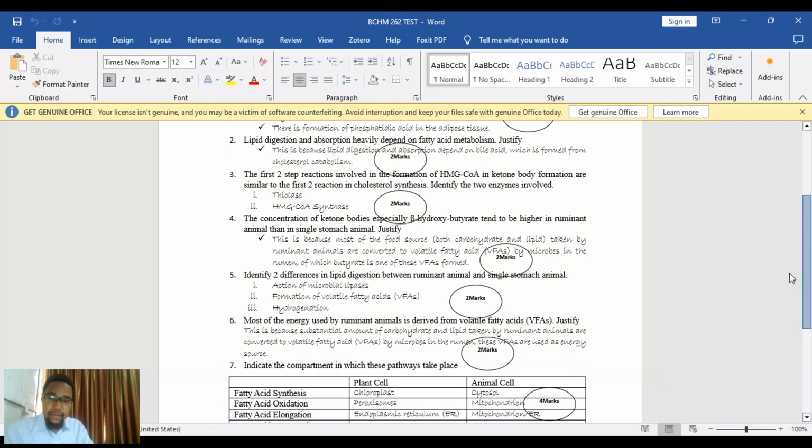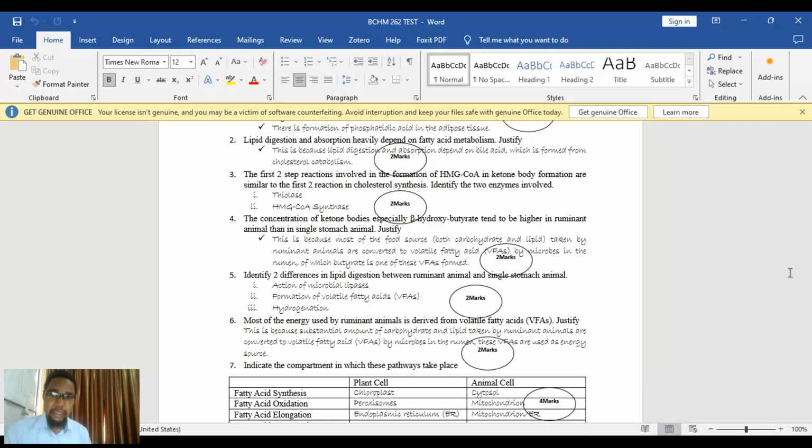Question 3 says the first two-step reactions involved in the formation of HMG-CoA in ketone body formation are similar to the first two reactions in cholesterol synthesis. This is just simple and direct. By knowing the two pathways, you don't have any problem. You just remember the reactions. Thank God I didn't ask you to give the reaction structurally. In the first reaction, acetyl-CoA comes together with another acetyl-CoA with the help of thiolase to give acetoacetyl-CoA. Then another acetyl-CoA condenses with acetoacetyl-CoA to give HMG-CoA. I just asked for the enzymes: thiolase and HMG-CoA synthase.